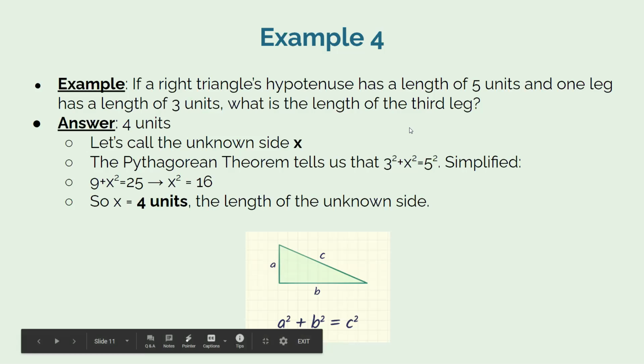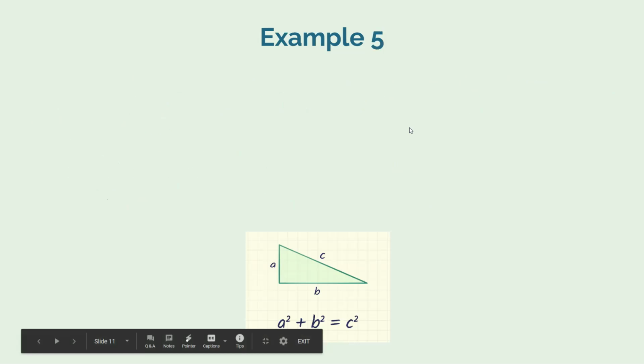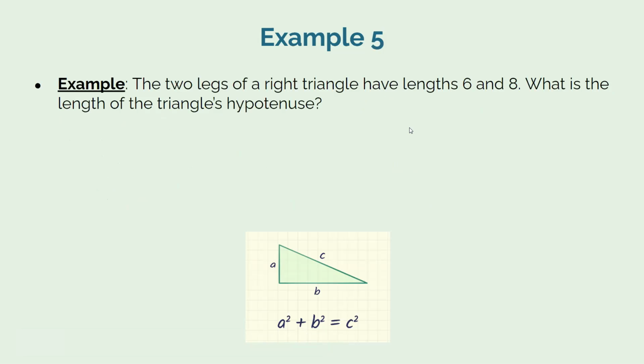Okay, we're going to go to another example. The 2 legs of a right triangle have lengths 6 and 8. What's the length of the triangle's hypotenuse? This time, try to identify which values are A, B, and C, and try to solve it.